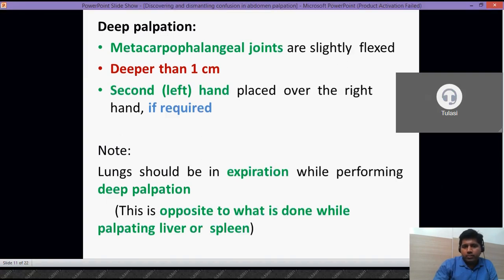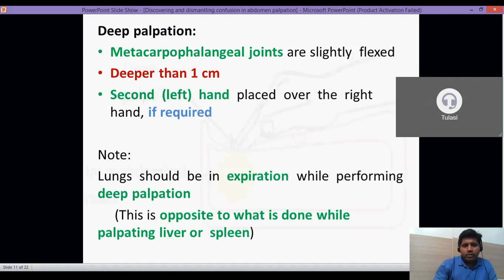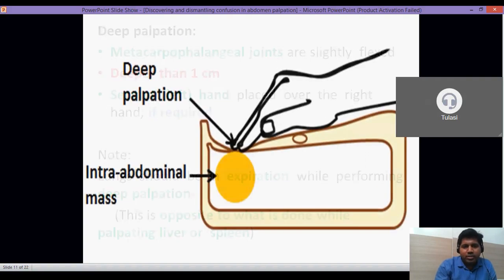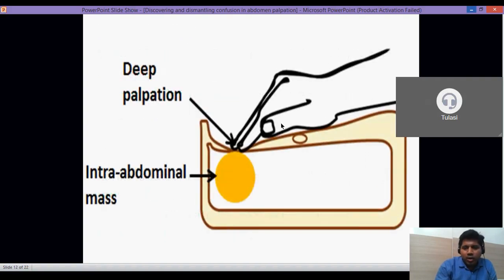Going to the next slide. Okay, this is a picture which again shows the deep palpation. You can see that the whole hand is lying on the abdomen and there is a flexion at the metacarpophalangeal joint. And this is now able to touch the intra-abdominal mass.